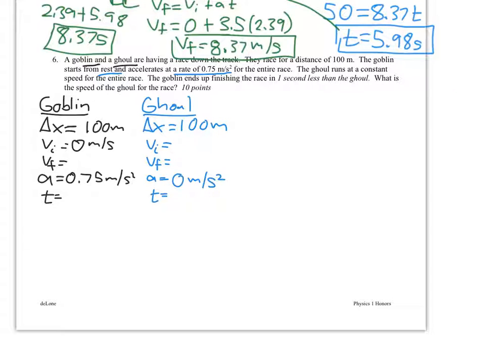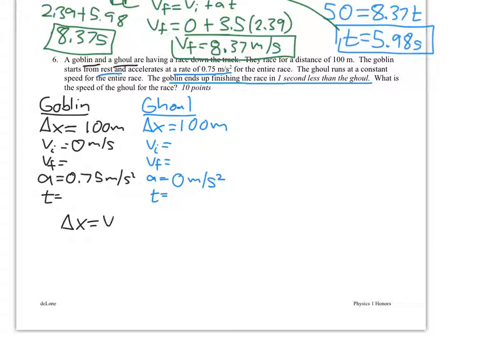So now we can go ahead. Oh, the one other thing that's important is this last line here about the goblin finishing the race in 1 second less than the ghoul. That's going to give us a link between our times. We don't have an exact value yet. We're going to have to solve for the stuff about the goblin first, but that's something we want to keep in mind. So I'm going to start with the goblin because we know more information there.